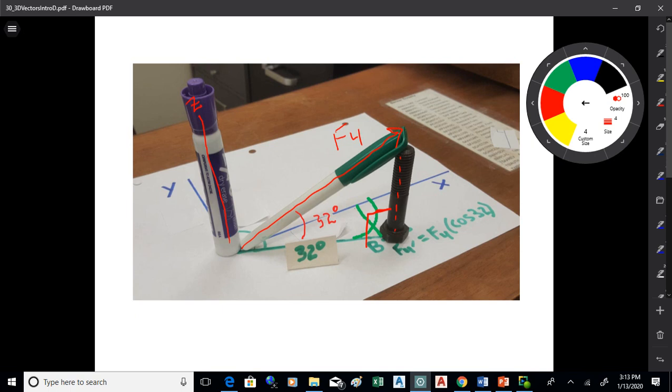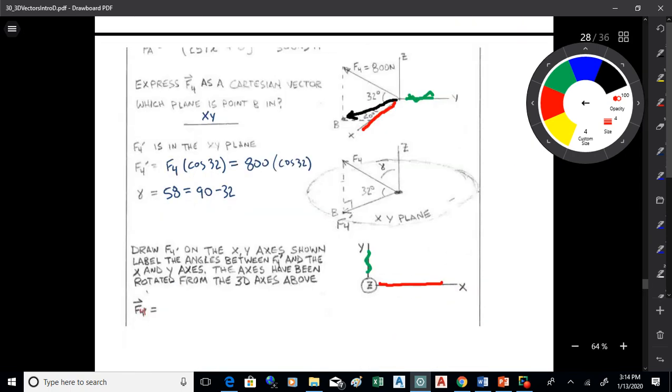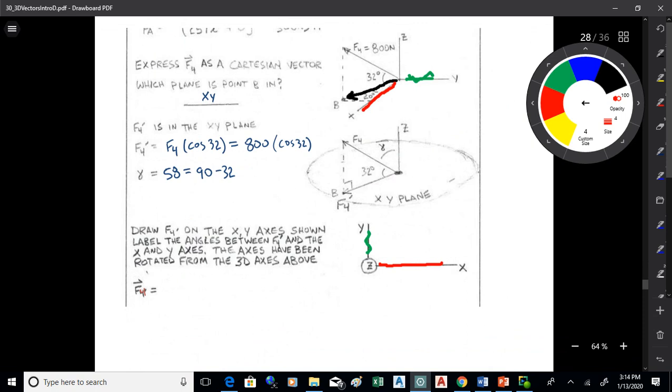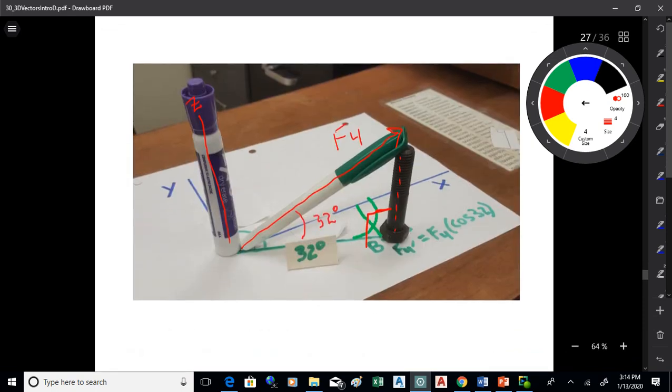Okay, so to get the x component of F4, you go F4, its magnitude, times cosine of 32. That gets you into the xy plane. Then cosine of 20 will get you over to the x-axis. It is 20, isn't it? Yeah, it is, okay. So you can see how that projects down into the xy plane. To get to the y-axis, you got 20 plus 90 more, that's 110. So that's F4 times cosine 32 times cosine 110. That will get you the y component.